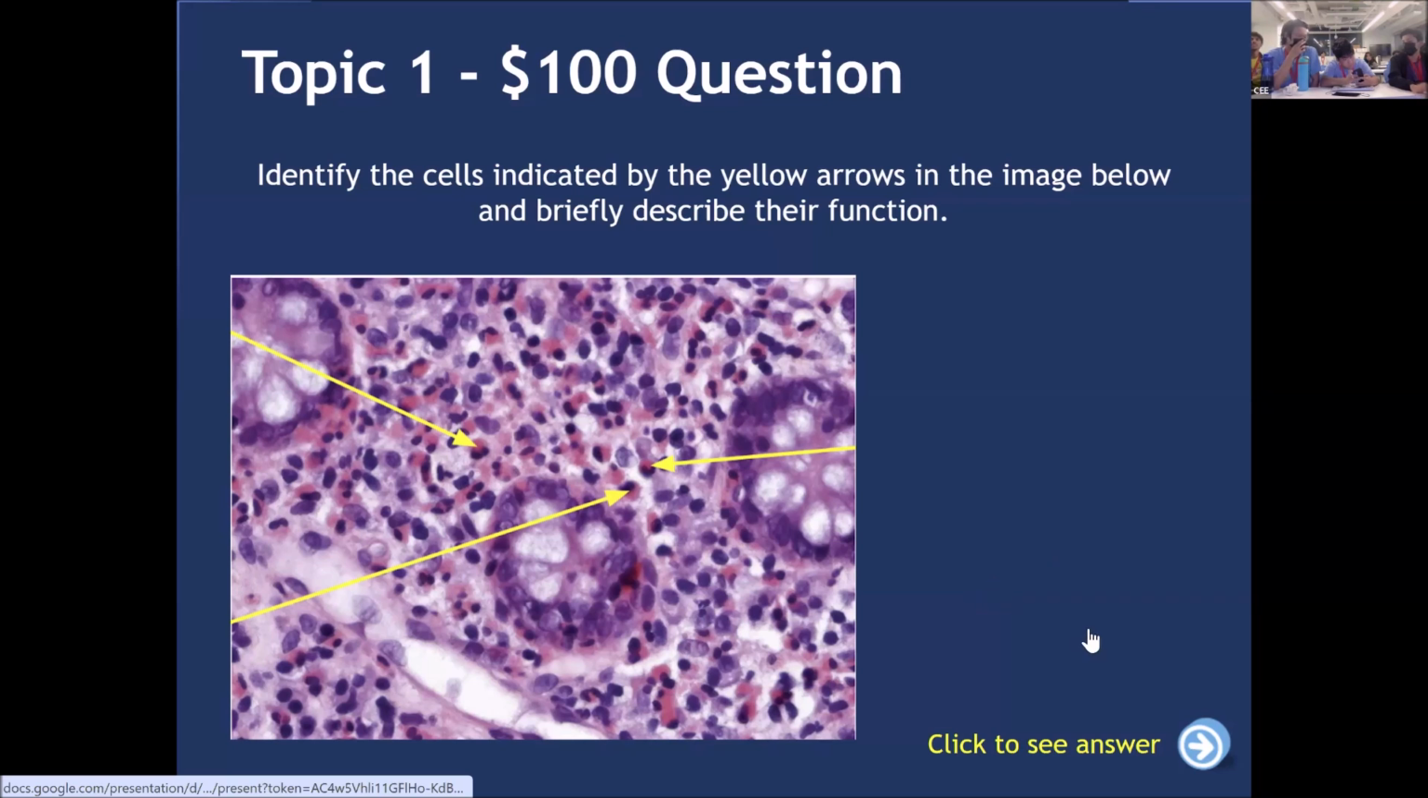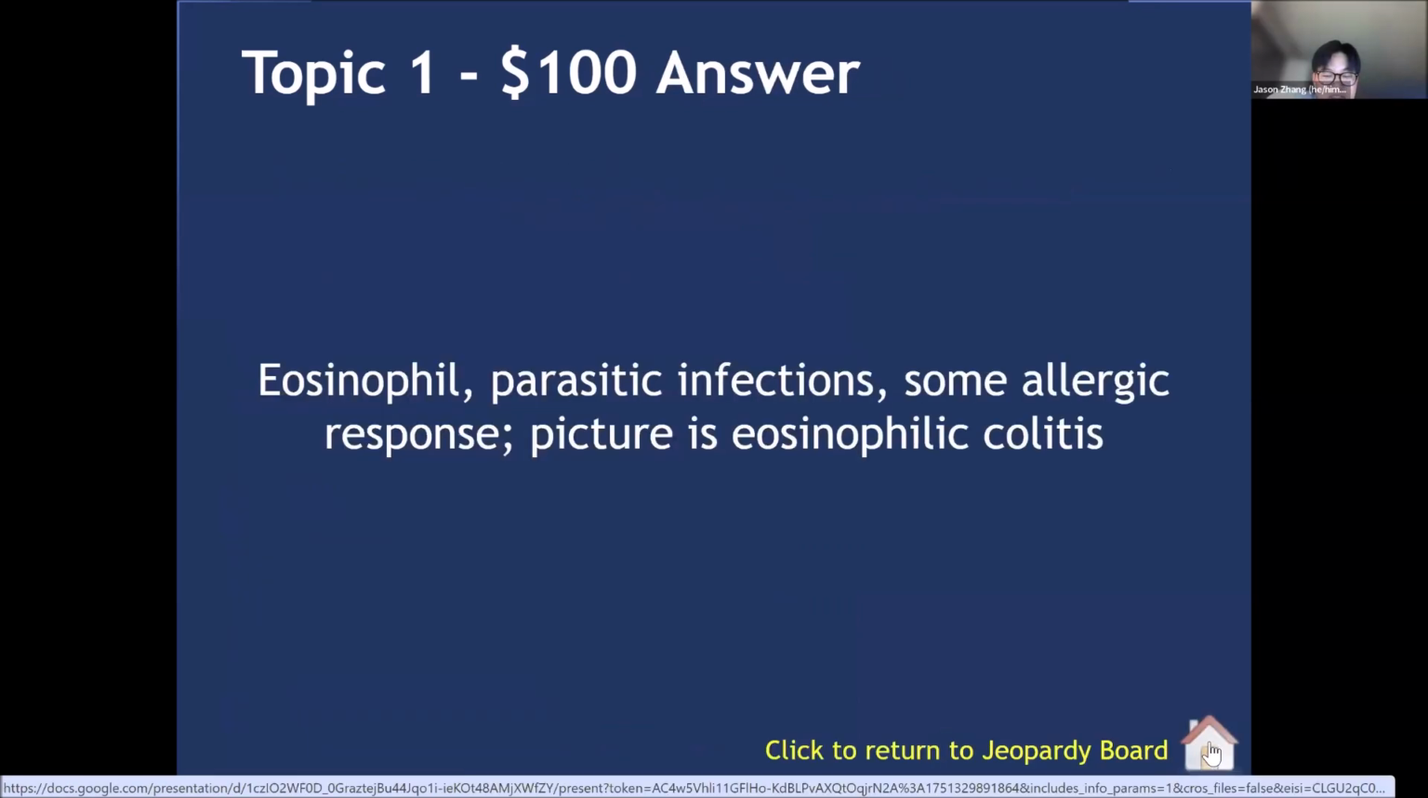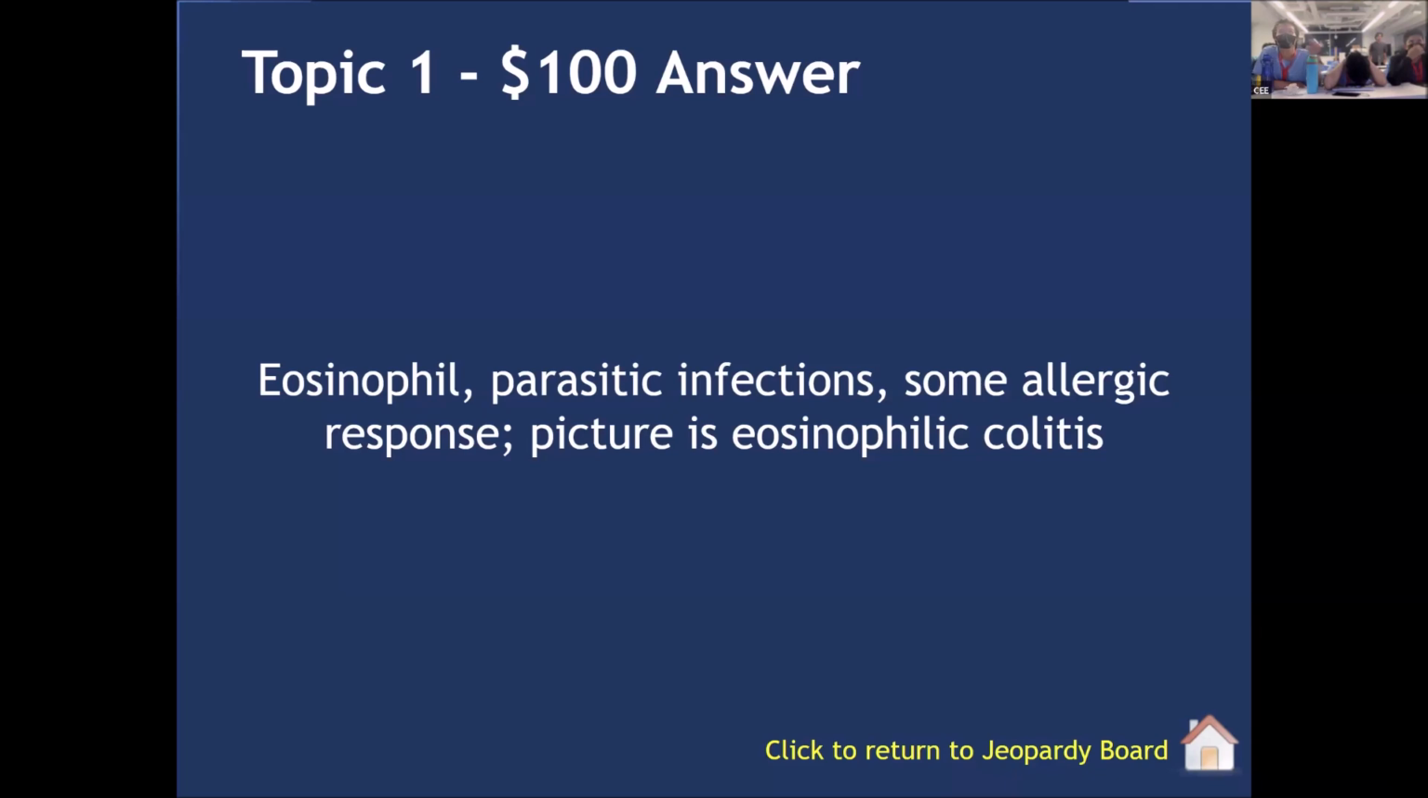Like lymphocytes. They said lymphocytes. Yeah, lymphocytes. Okay, that was actually kind of close. It's eosinophils. So you see they're eosinophilic. They're red. This is eosinophilic colitis. Wait, they were completely credible.